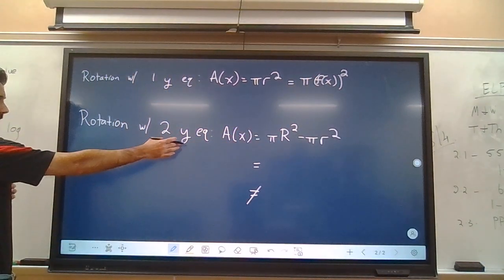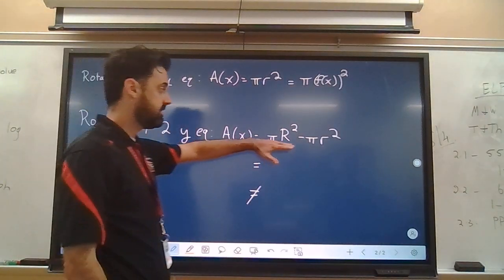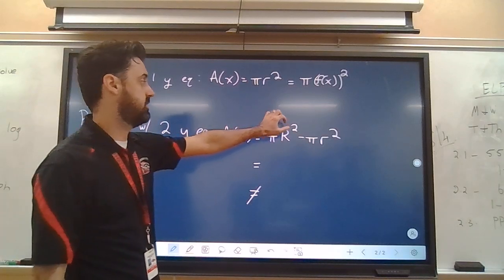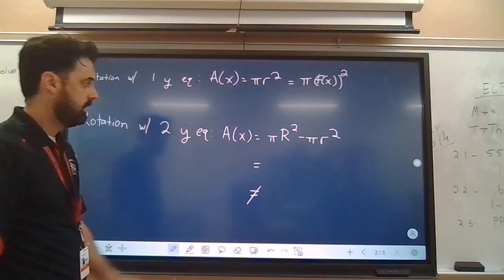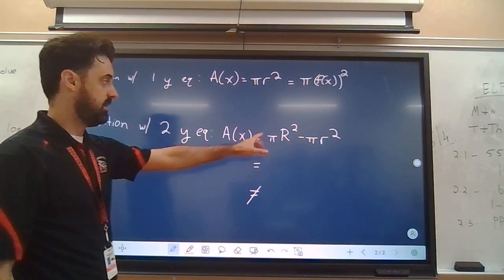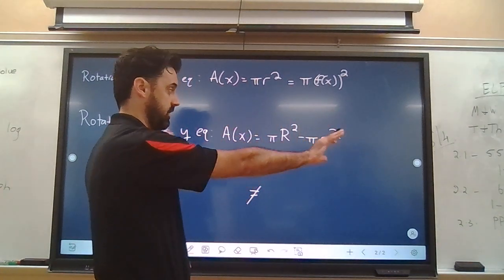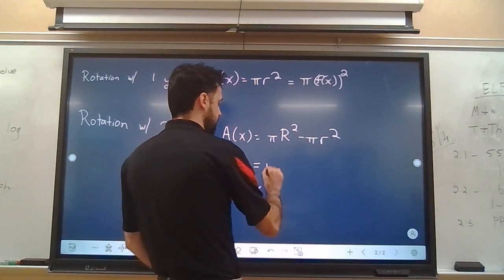Now, if there are two y equations in a rotation, that does create two circles. And so this is our area formula. It's pi times the bigger radius squared minus pi times the smaller radius squared. Now, you can factor out pi, but what you cannot do is factor out the squared. These are always going to be separate. They're going to be squared separately and then subtracted. So, again, you can factor out a pi.